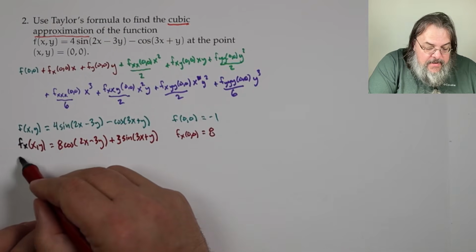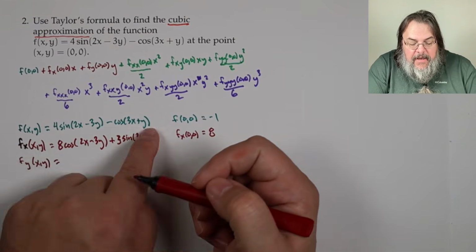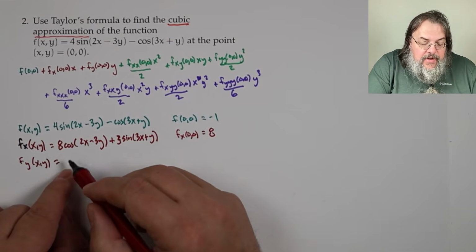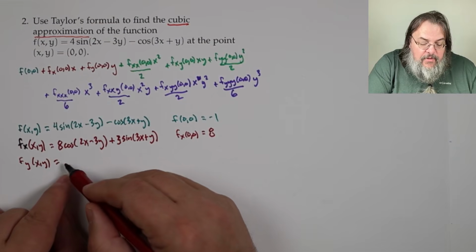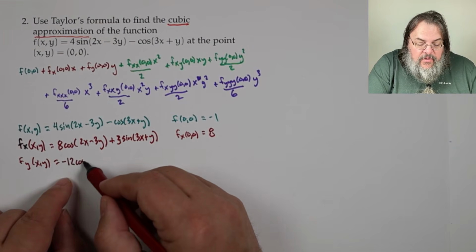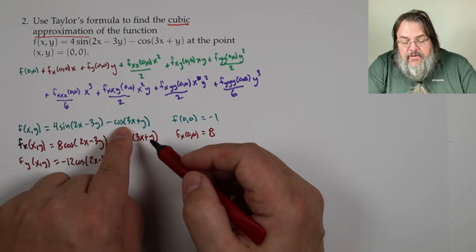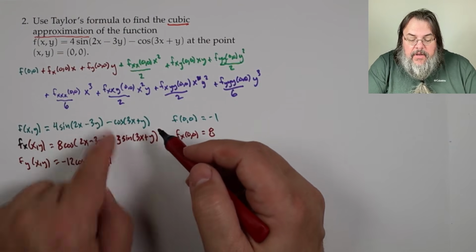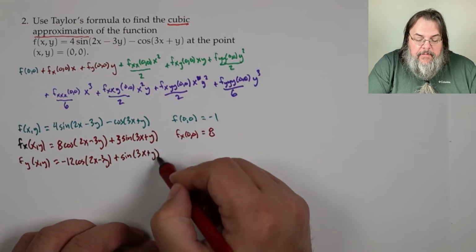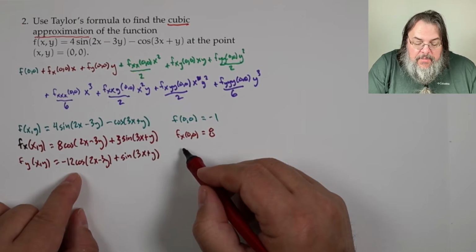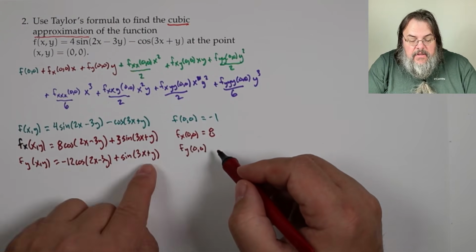Now, f_y. Well, okay, go back to f and take the derivative with respect to y. Derivative of sine is cosine. Negative 3 comes out, so minus 12 cosine 2x minus 3y. Derivative of cosine is, again, a negative sine. Now a 1 comes out, so plus sine 3x plus y. All right, so that becomes f_y of 0, 0, negative 12.